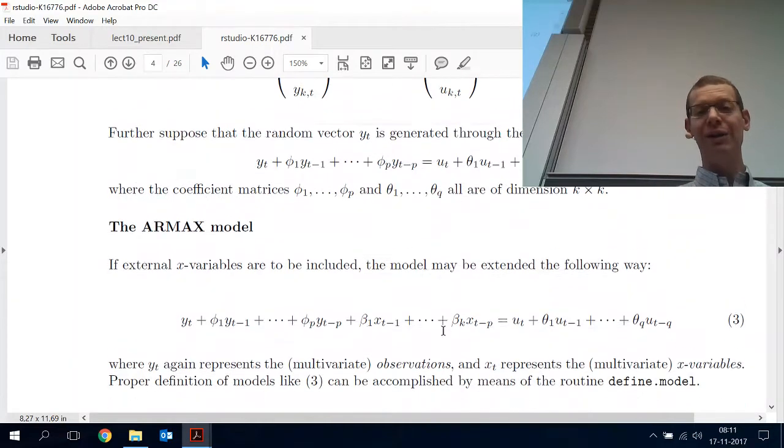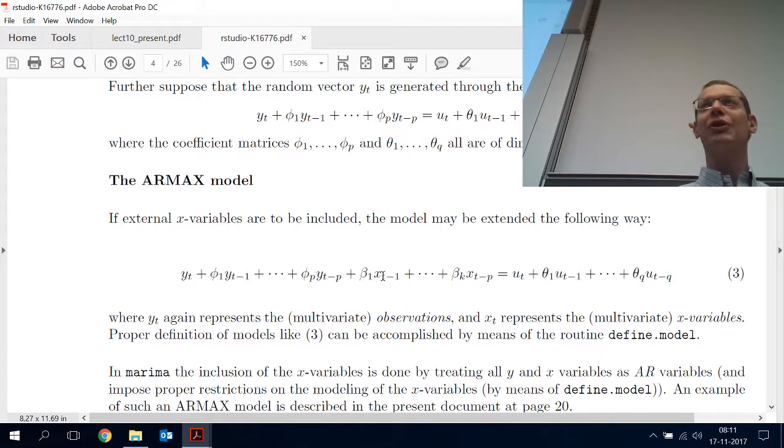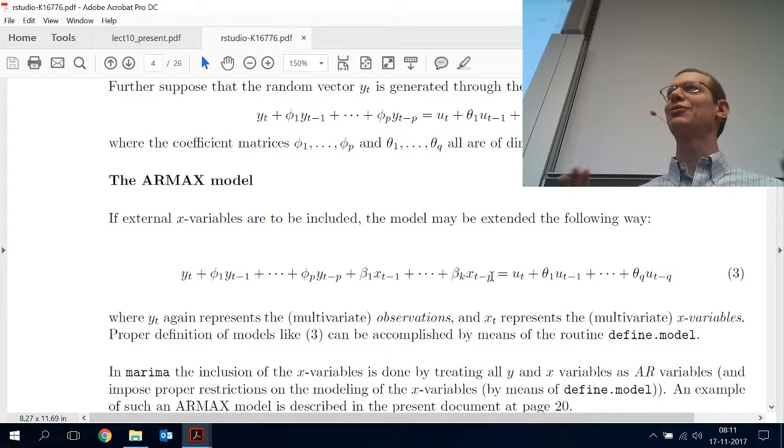And if you have inputs, there's one difference here, because in Marima, we keep the exogenous inputs on the left-hand side. Just keep that in mind. The reason for doing that will be clear in a moment, because basically what we do is that we include it in the multivariate model, but just skip modeling it. That's roughly what is going to happen.